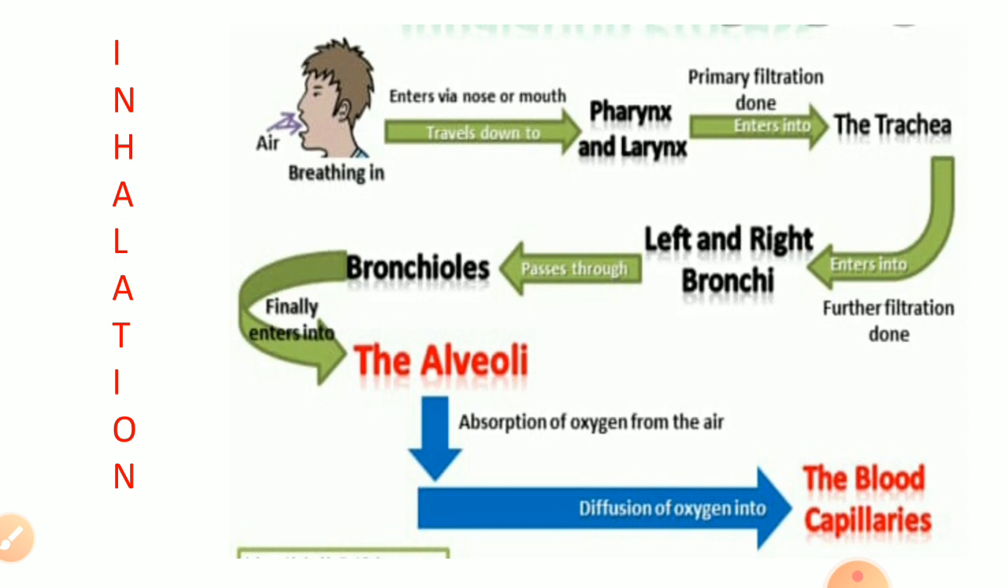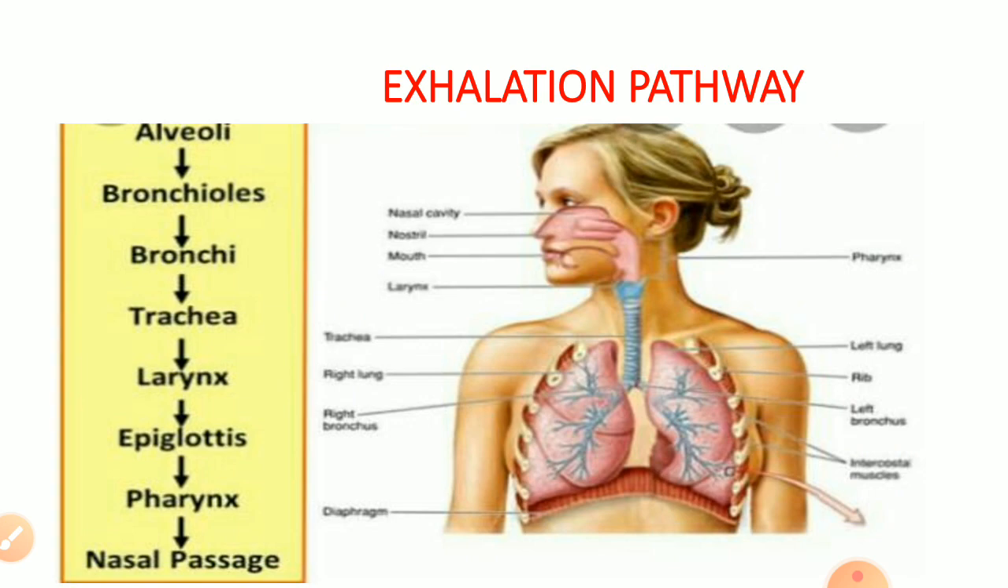Just like inhalation, the pathway in exhalation is the same. The steps are the same but inverted. So in exhalation, the pathway will be like this. First, the air is in the alveoli. As I had told you, gaseous exchange takes place in the alveoli, so now the alveoli are rich with carbon dioxide. That carbon dioxide reaches the bronchioles, bronchioles to bronchi, bronchi to trachea, larynx, epiglottis, pharynx, and through the nasal passage, it is removed from our body.